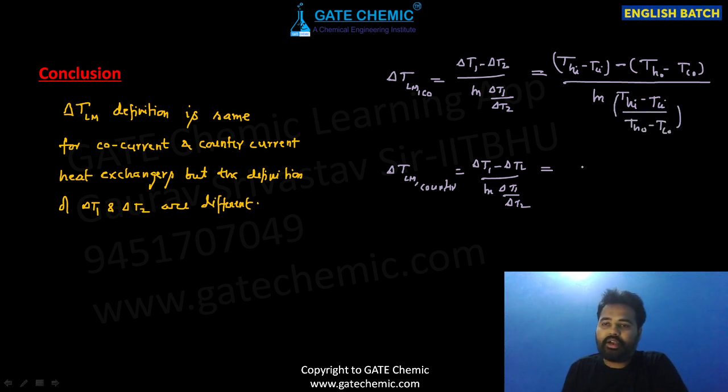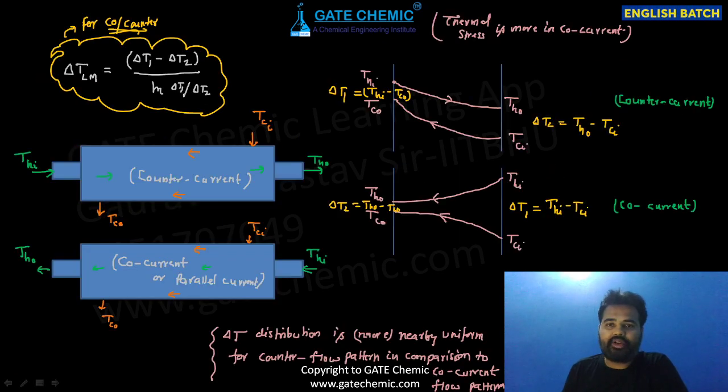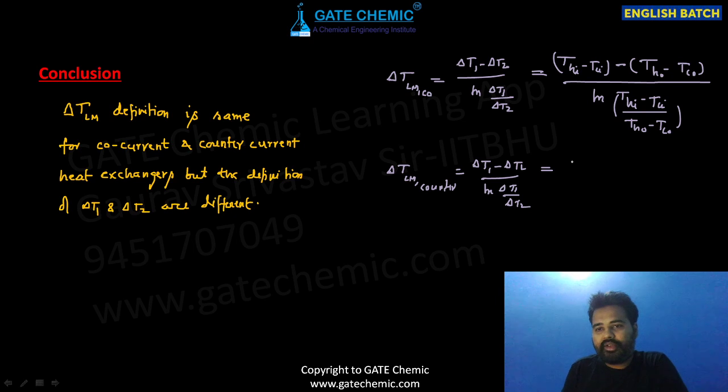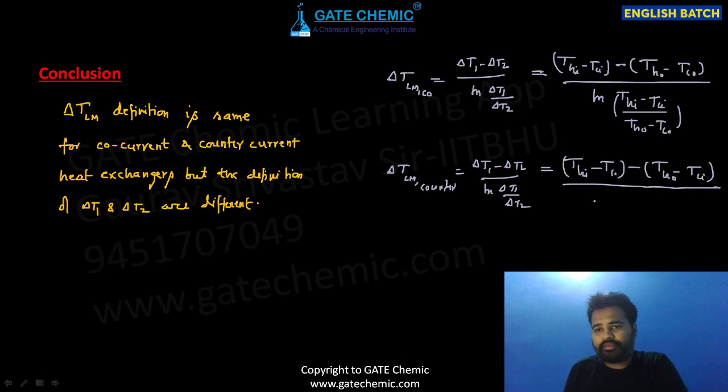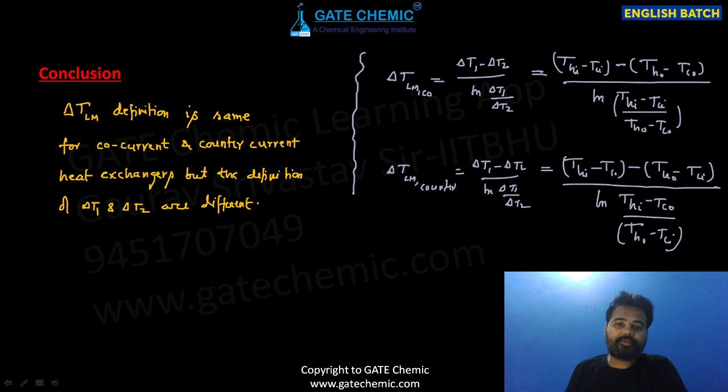But now if you want to write for this counter flow pattern, now its delta T1 is THI minus TC naught, and minus delta T2, which is TH naught minus TCI, and whole upon ln of THI minus TC naught upon TH naught minus TCI. Okay beta, is it crystal clear to all of you my dear students? Is it clear to everyone? Just tell me everyone. Now this is all about the basics of heat exchanger.